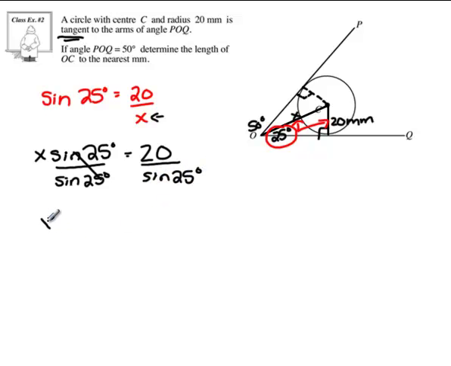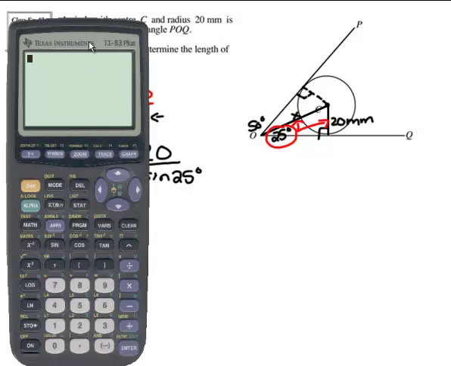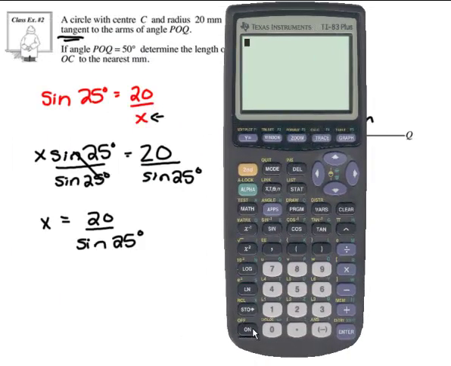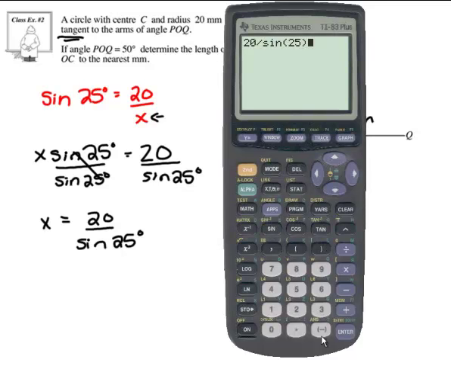So what I'm going to find out is that the length of X, or the hypotenuse, can be found by taking 20 and dividing it by the sine of 25 degrees. So grab your calculator and we can just punch that straight in. 20 divided by the sine of 25 degrees. And enter. So the length of that side to the nearest millimeter would be 47 millimeters.